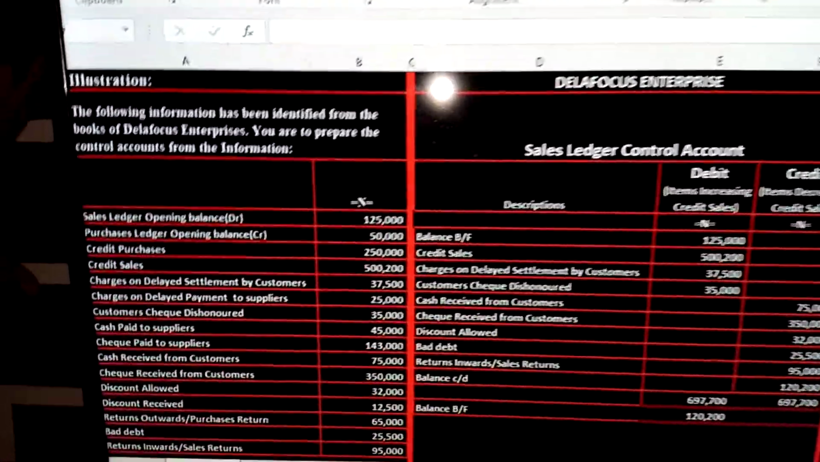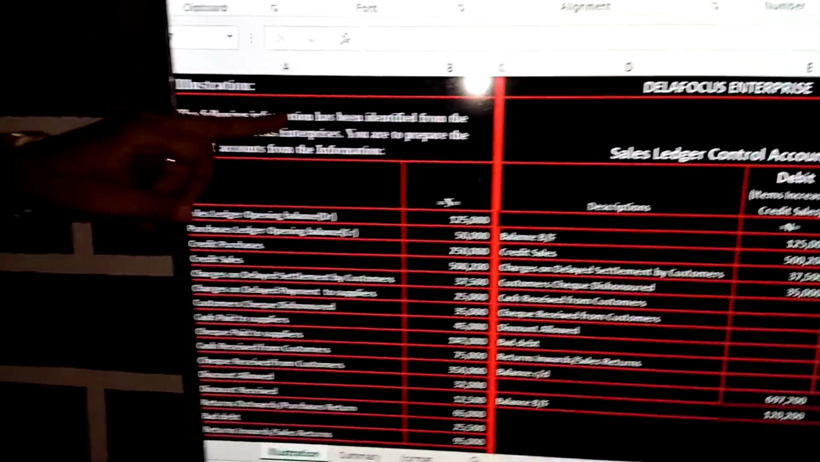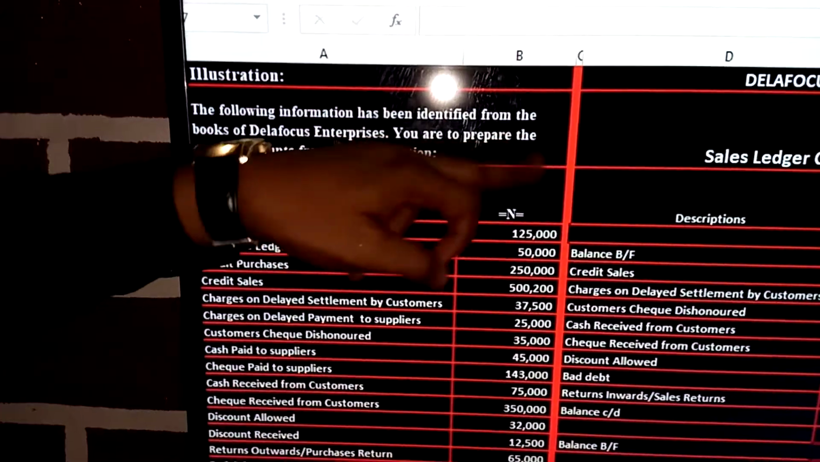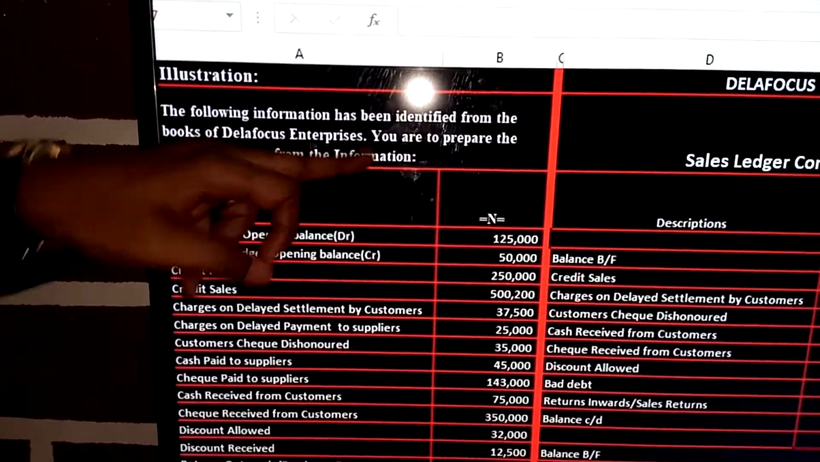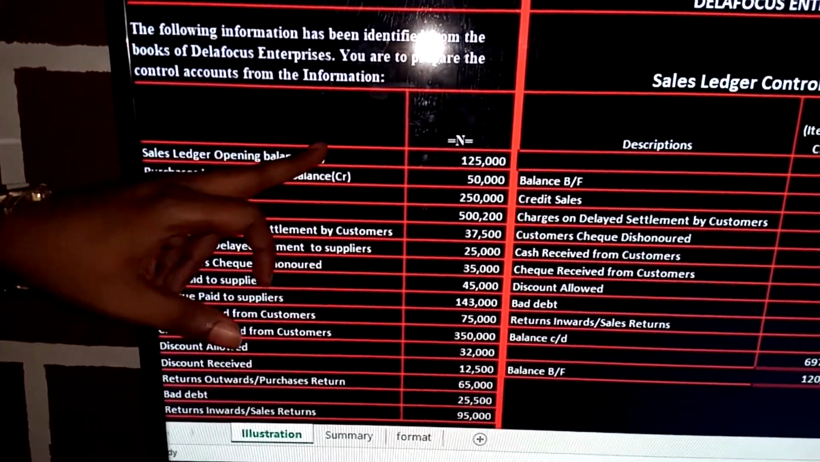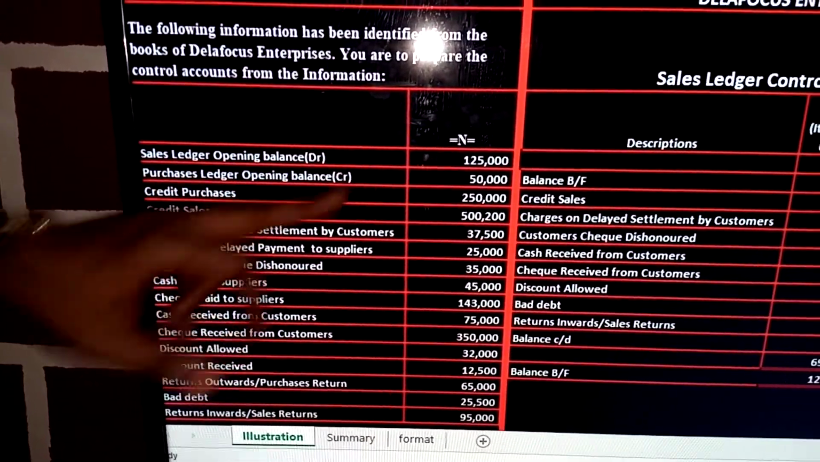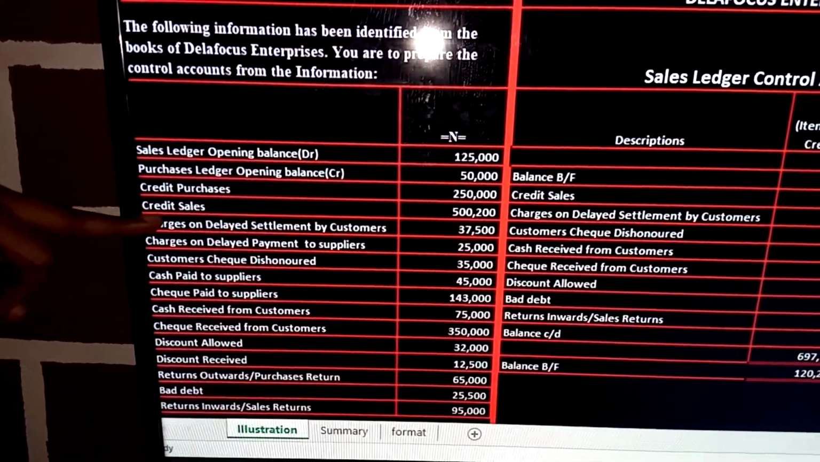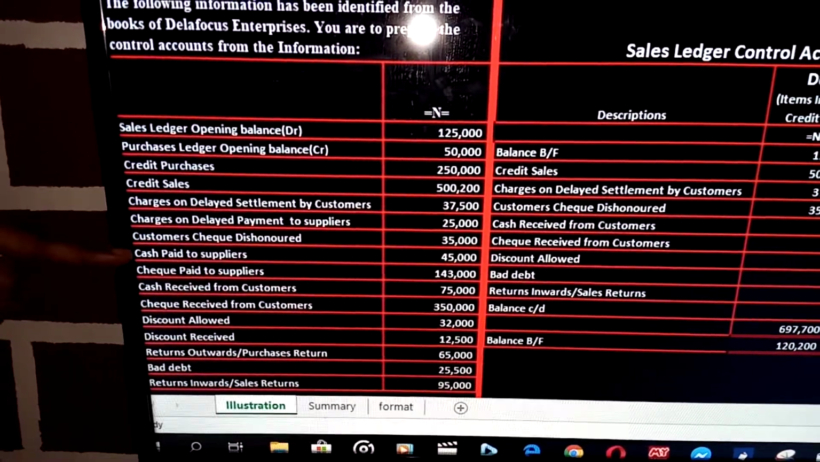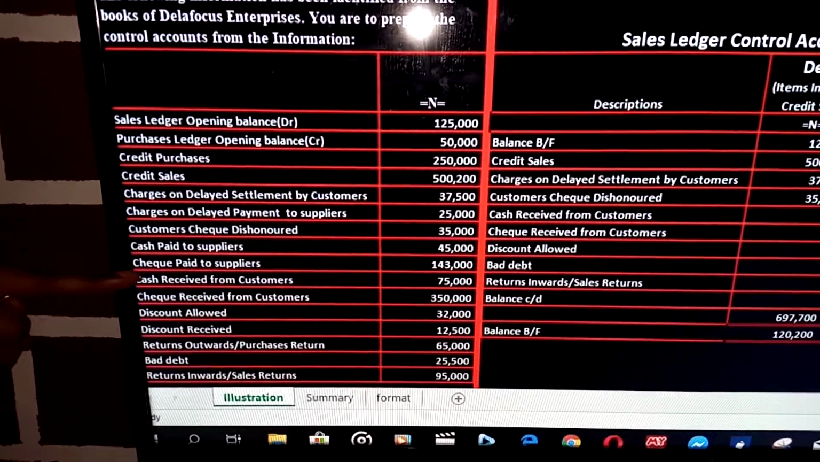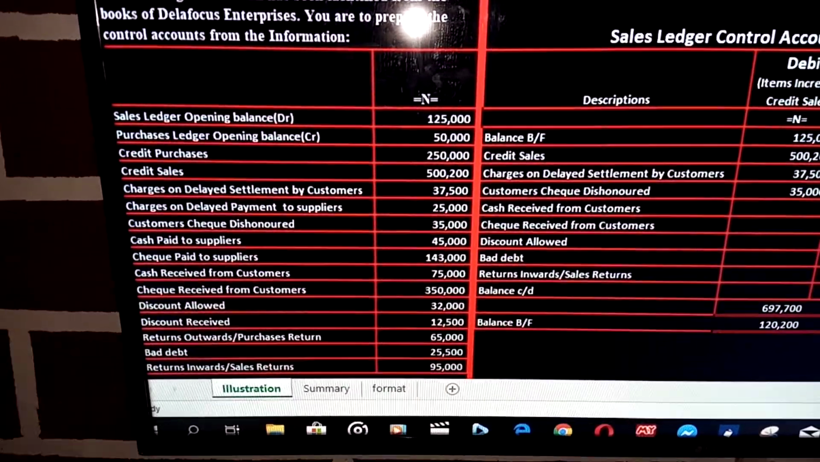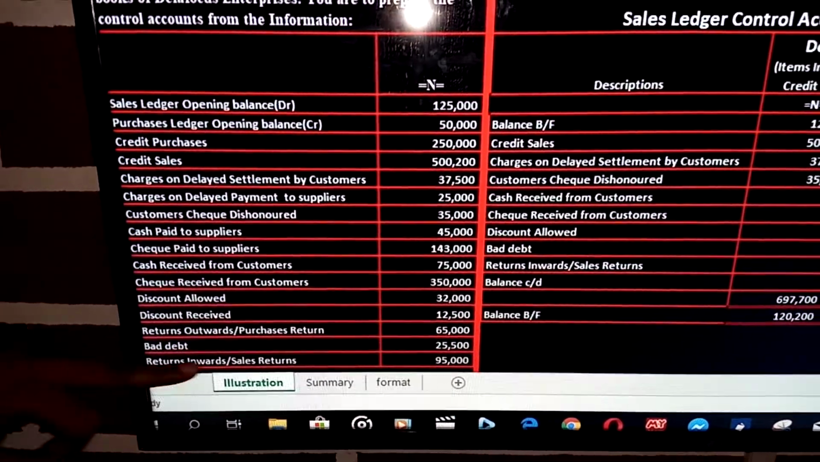So here is the question. The following information has been identified from the books of Disallowed Enterprises. You are to prepare the control account from the information. So here, you see all the information. We have sales ledger opening balance, debit. Purchase ledger opening balance, credit. We have credit purchases, credit sales, charges on delayed settlement by customers, charges on delayed payment to suppliers. We have customers check dishonored, cash paid to suppliers, check paid to suppliers, cash received from customers, check received from customers, discount allowed, discount received, return outward or purchase return. We have bad debt, we have returns inward or sales return.